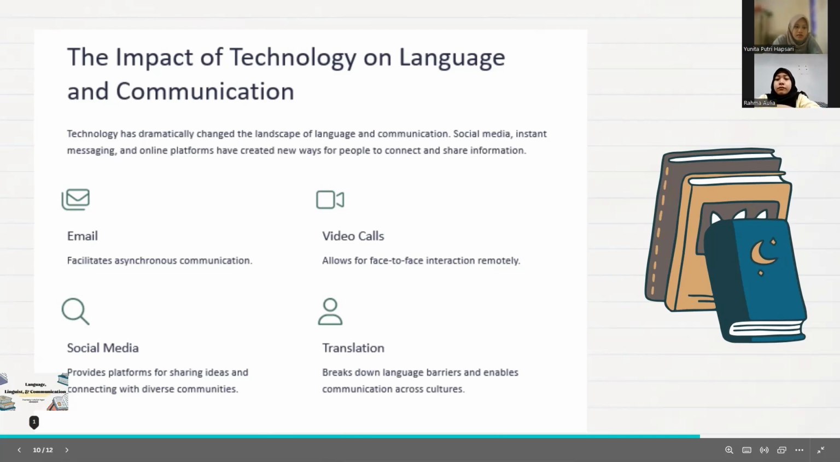Email facilitates asynchronous communication. Video calls allow for face-to-face interaction remotely. Social media provides platforms for sharing ideas and connecting with diverse communities. And the last one, translation, breaks down language barriers and enables communication across cultures.